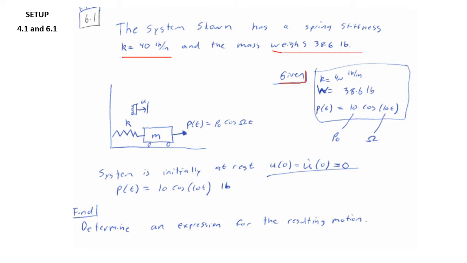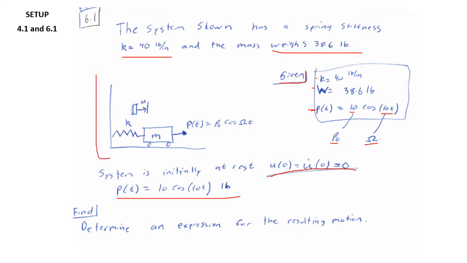Right over here, I have my k value, my weight value, and my p of t, where this is my p naught in this expression for 10 times the cosine of 10t, and that is my omega right there. They tell us, again, our system is initially at rest, so we have this condition over here, u of 0 is equal to u dot of 0 is equal to 0, and our p of t is given to us by this expression, which we showed up in our givens as well.